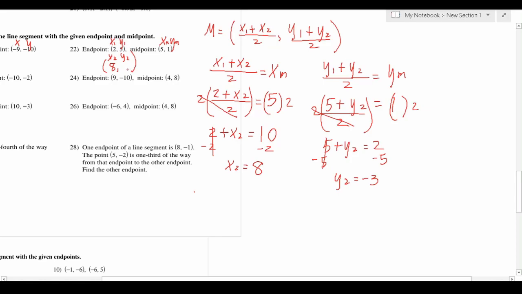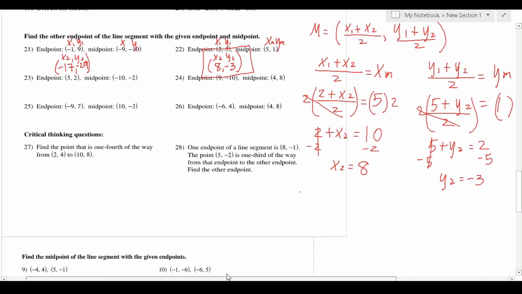Let's plug that y2 value in our other endpoint. So as we can see, given this endpoint and this midpoint, the location of the other endpoint is going to be 8, negative 3. Okay, so with a little bit of algebra, you can go ahead and solve these types of problems.